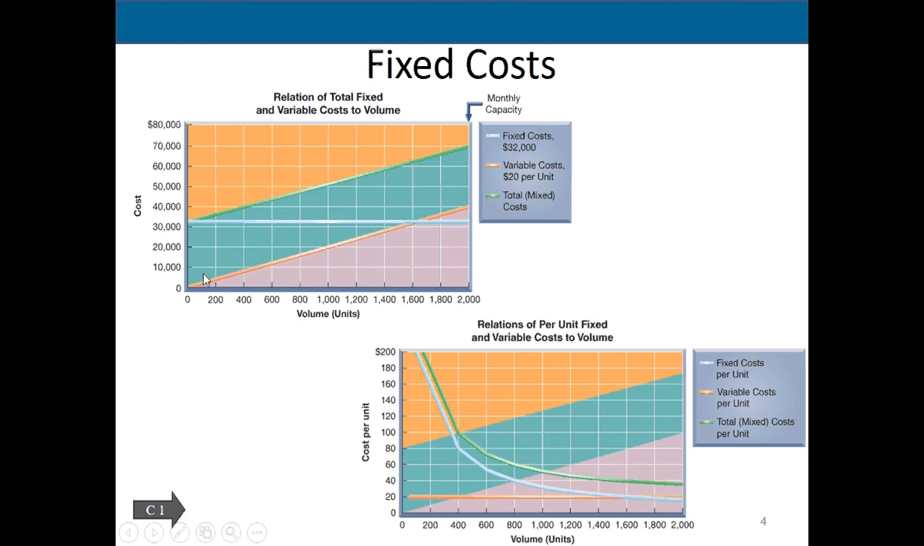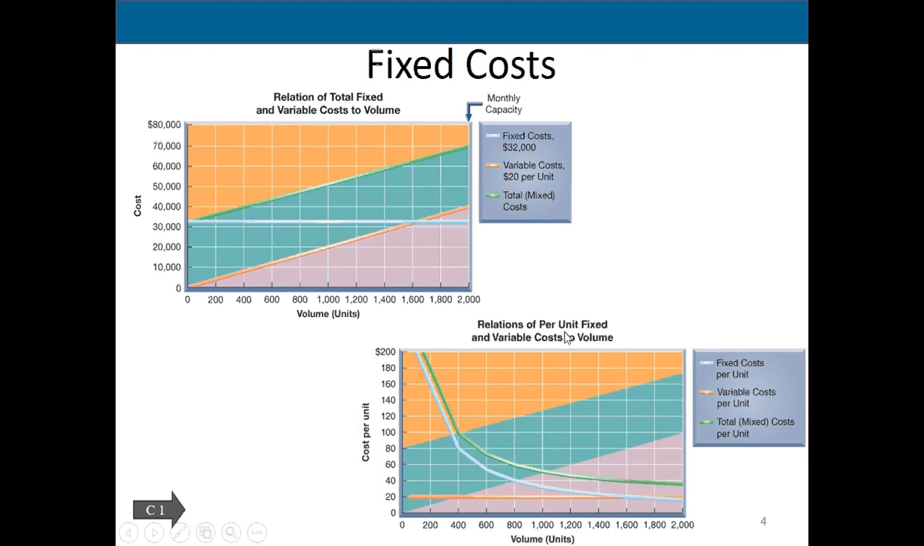They're not showing us sales here, but then they're giving us this green line showing us mixed cost. And mixed cost really is variable plus fixed. Well, you see that it has the exact same slope as variable cost, but it starts at fixed cost. Okay, so that makes sense. Obviously, total cost is fixed cost plus variable cost at any level of activity.